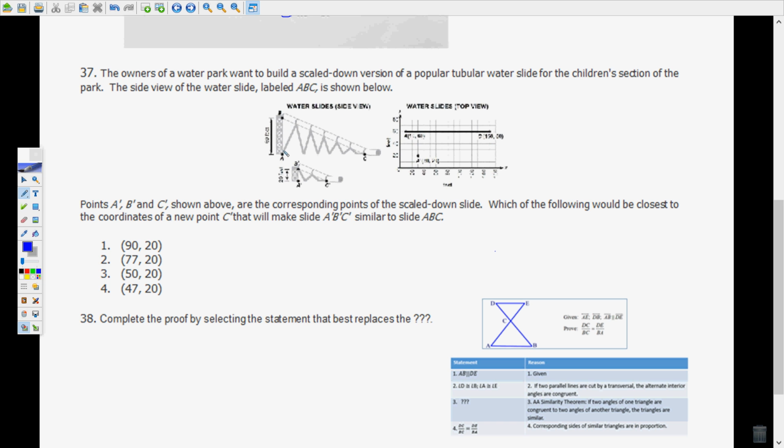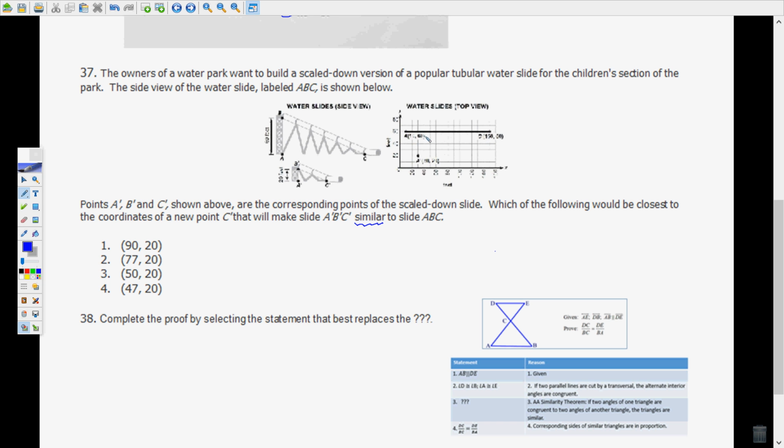So if you look at these as both triangles, here the larger one with the water slide and here the scaled down model, and they want them to be similar, that would mean that the sides would need to be in proportion. So that's the picture from the side. Over here is telling you how long. This one here says from A to C.